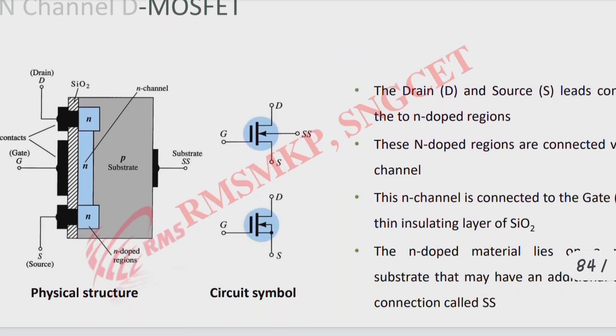N-channel D MOSFET: drain D and source S leads connect to N-doped regions. These N-doped regions are connected via an N-channel. This N-channel is connected to the gate via a thin insulating layer of silicon oxide. The N-doped material lies on a P-doped substrate that may have an additional terminal connection called SS.